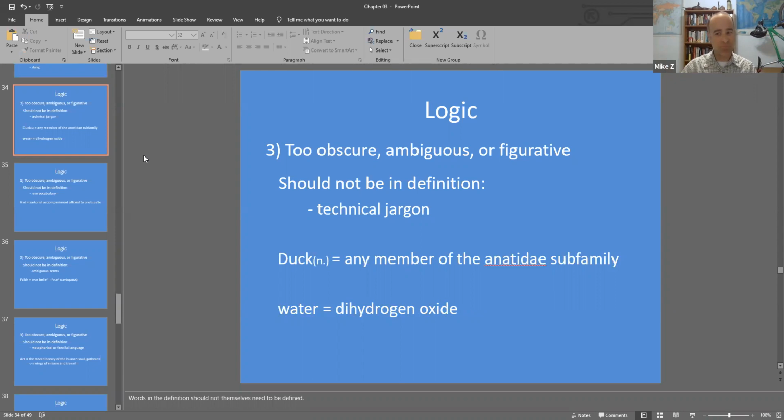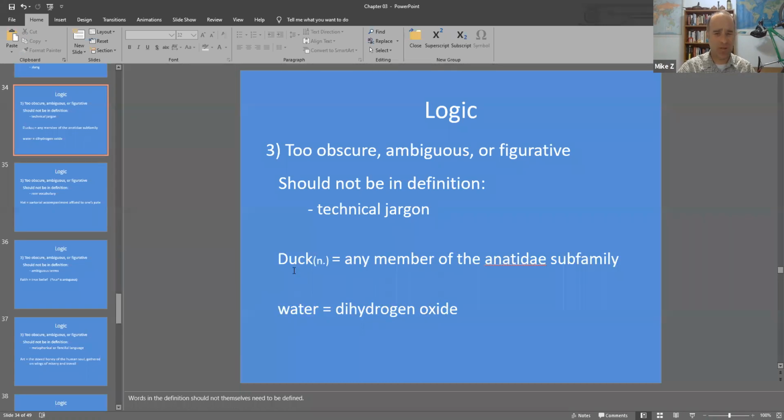Let's say for some reason that you needed a definition of duck, and we're talking about the animal here, not ducking your head down to avoid something about to hit you. Somebody might say, oh, a duck, well, that's any member of the Anatidae subfamily.